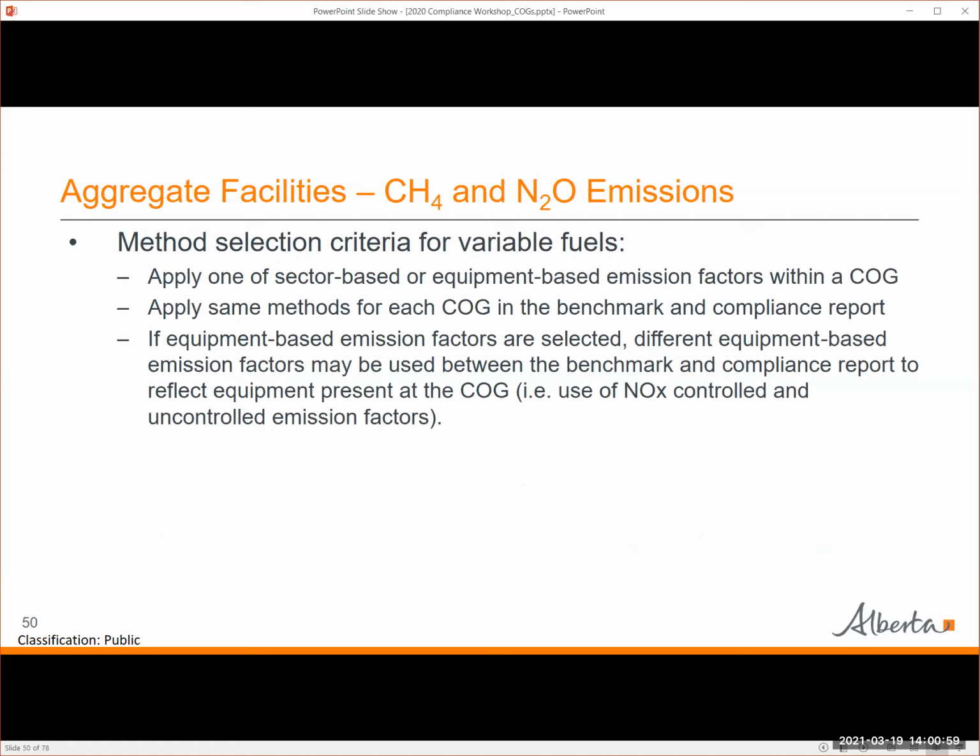So again, what we're kind of looking at is consistency within a COG. So we are looking for folks not to be mixing methods, I guess, within the same single conventional oil and gas facility. We'd again like consistency between the benchmarking time period and the compliance period, and so that's, for a lot of folks, that's going to happen automatically in 2020, where you're using a 2020 benchmark year. But that's maybe a more important consideration for people that are submitting a 2019 benchmark application. And again, consistent with the intent of the equipment-based emissions factor, the idea is that if you're using equipment-based emissions factors, that technology that's in place can evolve over time and be reflected in which particular equipment-based emissions factor you're using as your equipment changes or additional controls are put in place there.